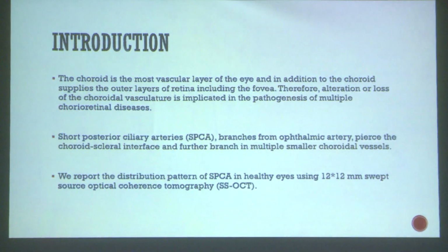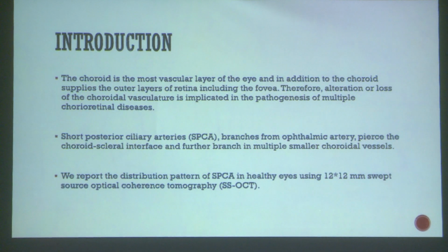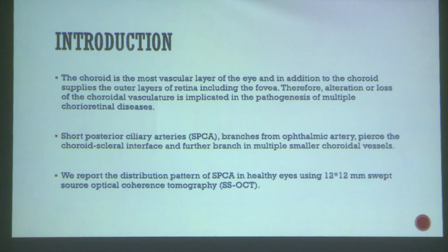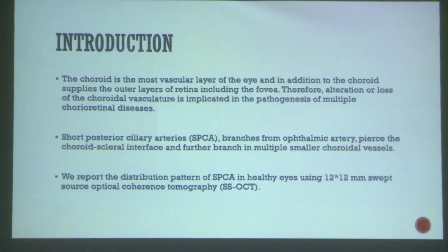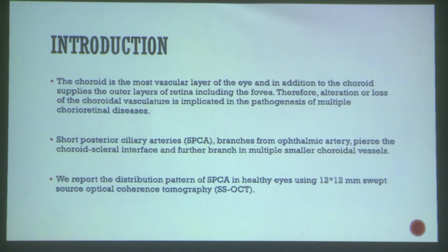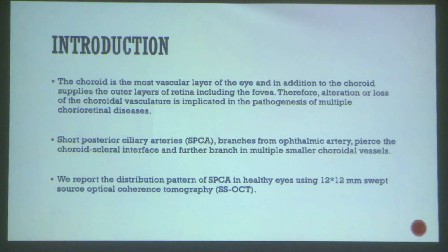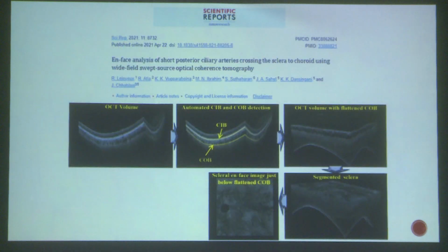SPCA are branches from the ophthalmic artery. They pierce the choroid at the choroidoscleral interface, and they further branch into multiple smaller choroidal vessels. In this paper, we report the distribution pattern of SPCA in healthy eyes using SSOCT scans.